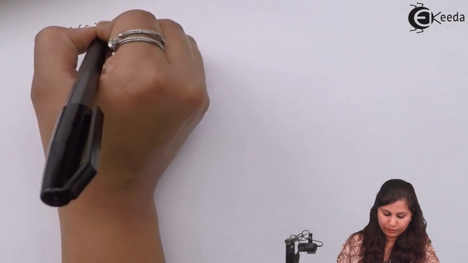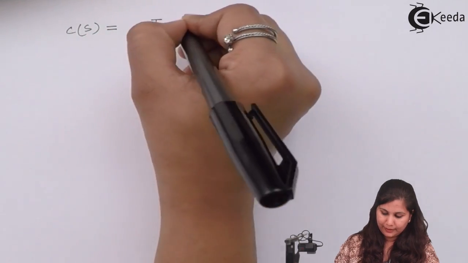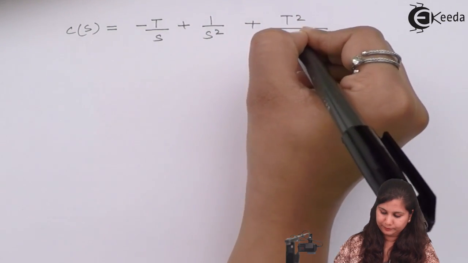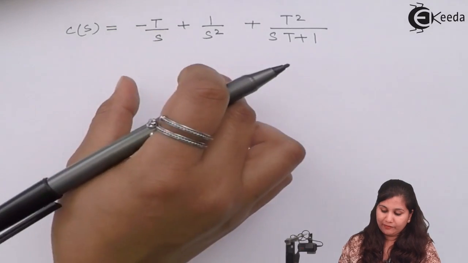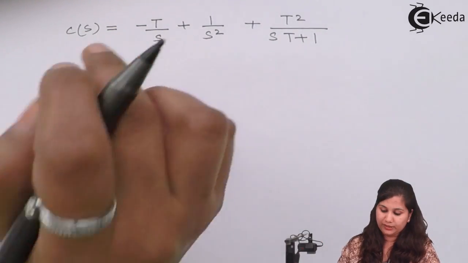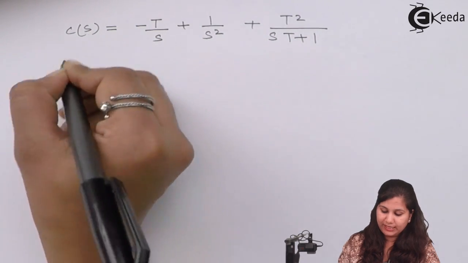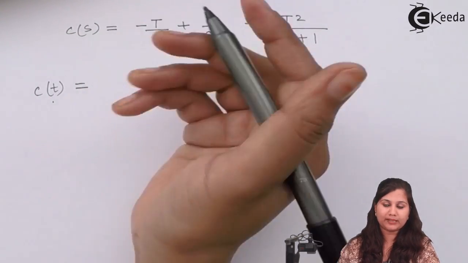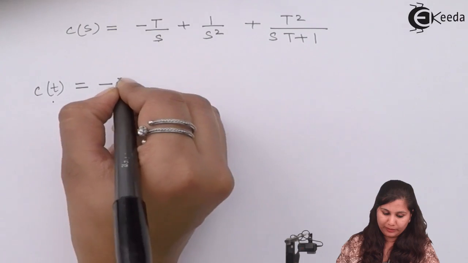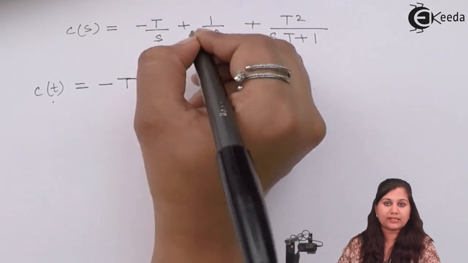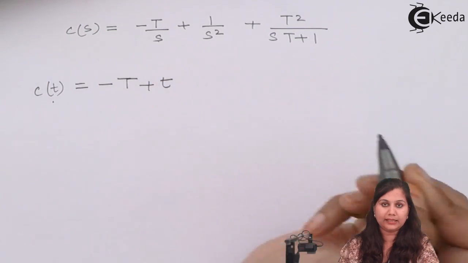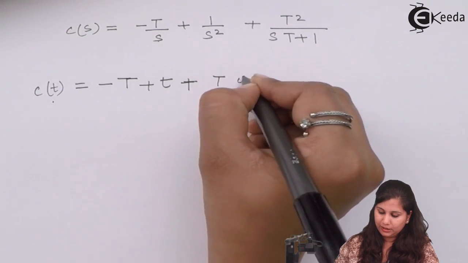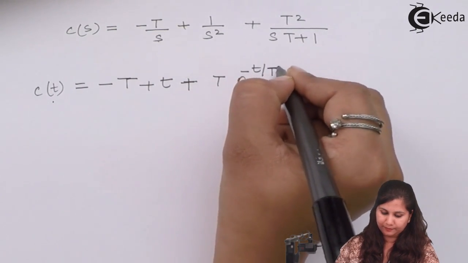So C(s) is equal to: A was minus T by s, B was 1 upon s square, and C was T square upon sT plus 1. Now the next step will be to get the inverse Laplace transform of this. So the inverse Laplace transform of C(s) is c(t) equals minus T by s. 1 by s, its inverse Laplace transform is 1, it is a unit step function, so it will be minus T. 1 upon s square, its inverse Laplace transform will be plus t, and plus T square upon sT plus 1. So we will write here plus T e raised to the power minus t by T. Okay.